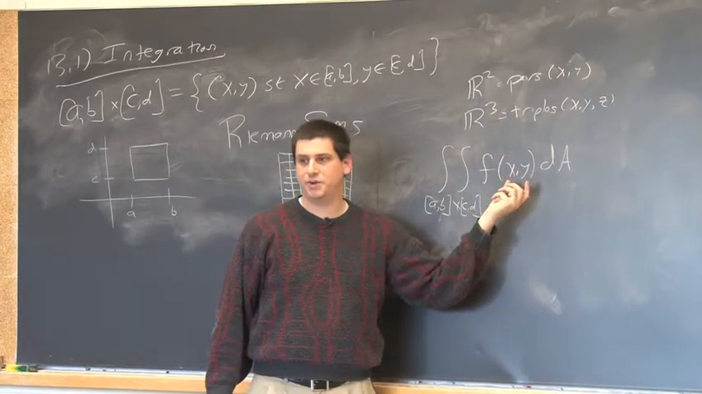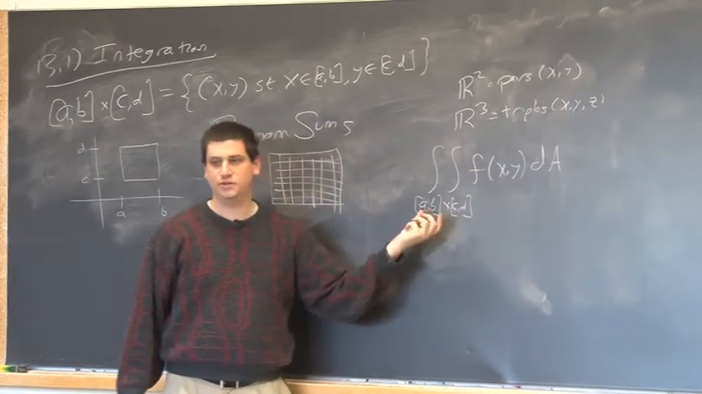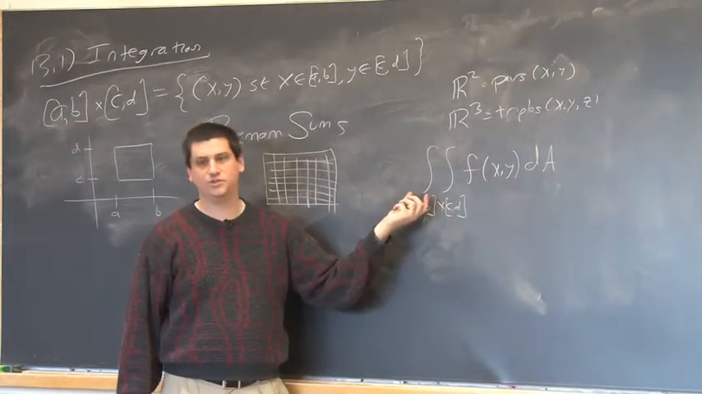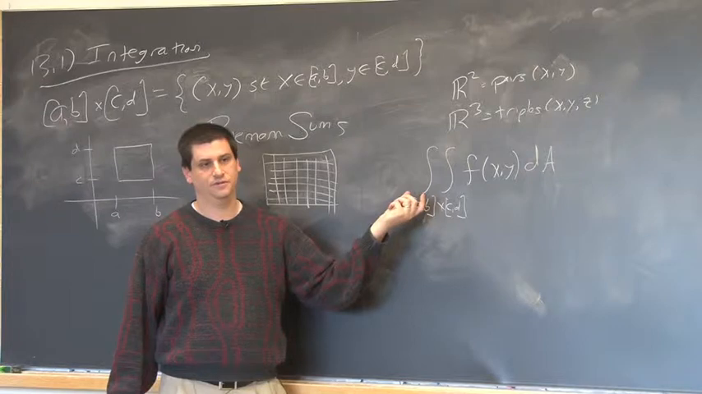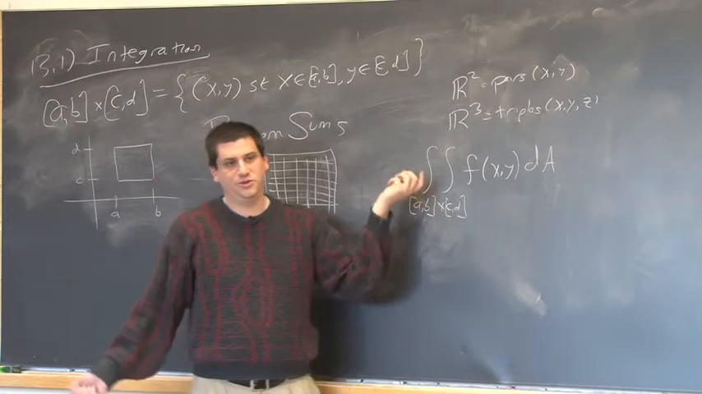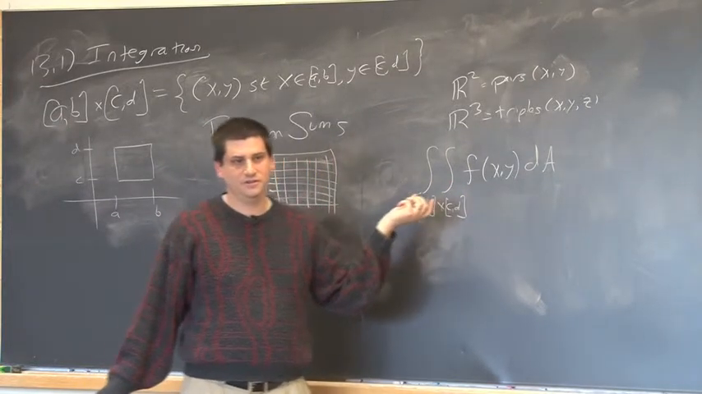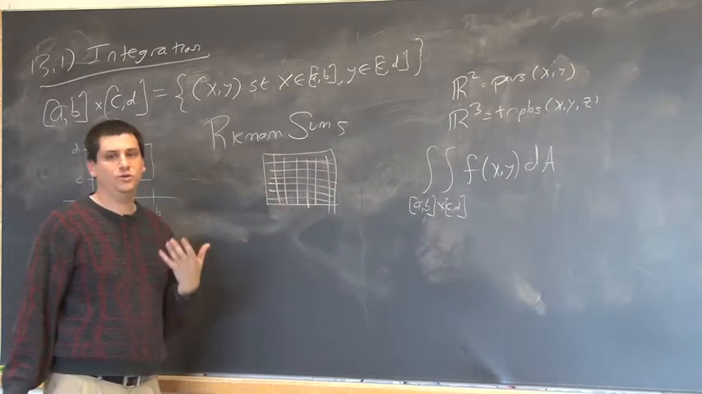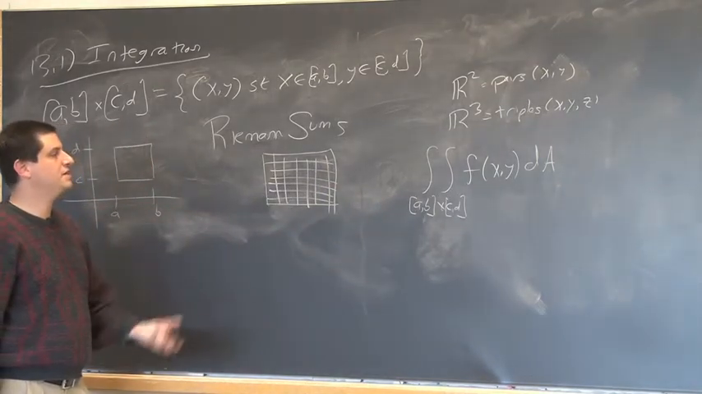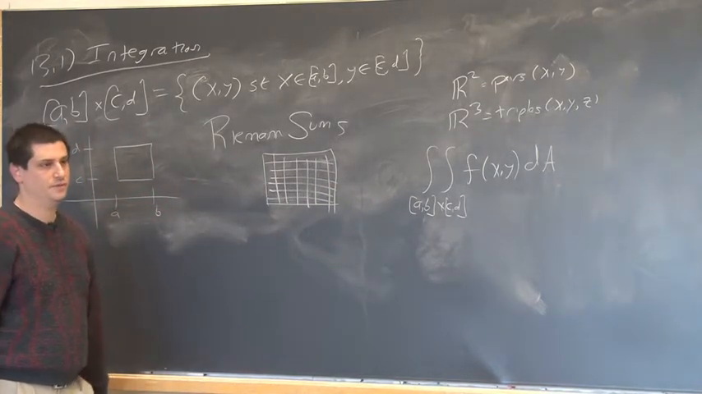F of x, y is going to be my function. This is going to be the region I'm integrating. Why do I have two integral signs? I have two integral signs because two dimensions, right? You want notation to help you. By looking at this, I can see, okay, I'm doing a double integral.